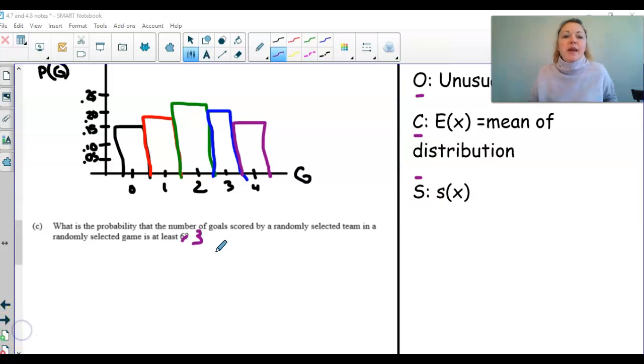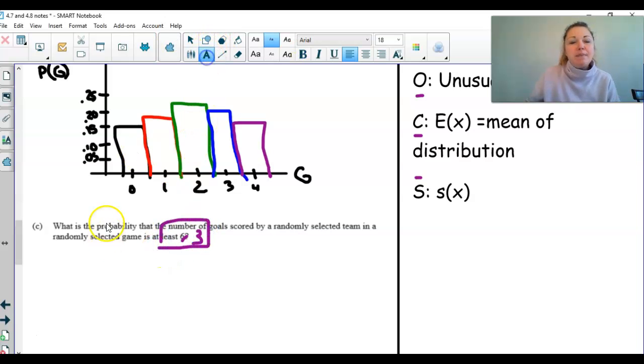All right, so I had to change this real quick because this used to be about a hockey team, and we had up to 9 goals, and it was just too tedious to do. So I thought the soccer goals up to 4 was a little bit better. And this one is just, what's the probability that the number of goals scored is going to be at least 3? What does it mean to be at least 3?